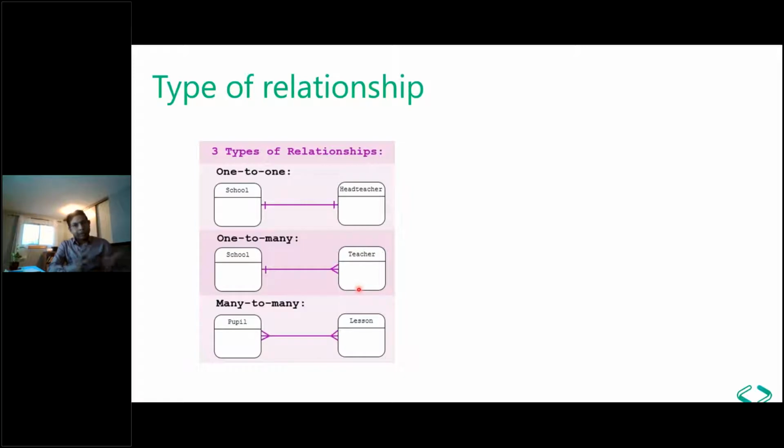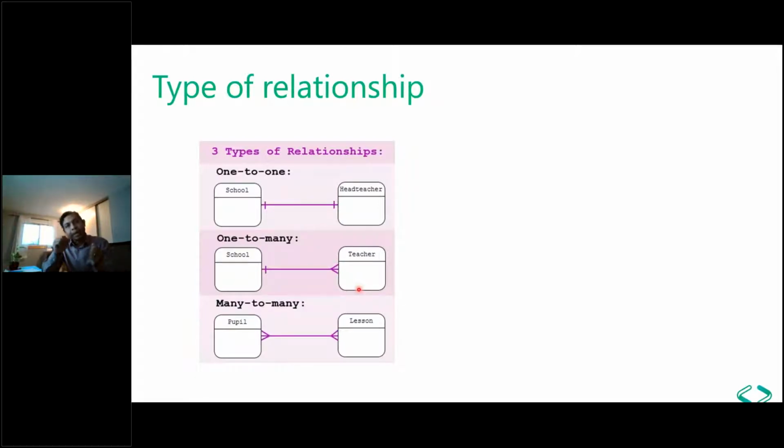Next in SQL, you have different types of relationships. So you have one-to-one relationship, then we have one-to-many relationship, and many-to-many relationship. So when it comes to this example, if you look at this, a school has a headmaster. Of course, one school must have only one head teacher, right? And when it comes to one-to-many, it means your school will, of course, have more than one teacher.